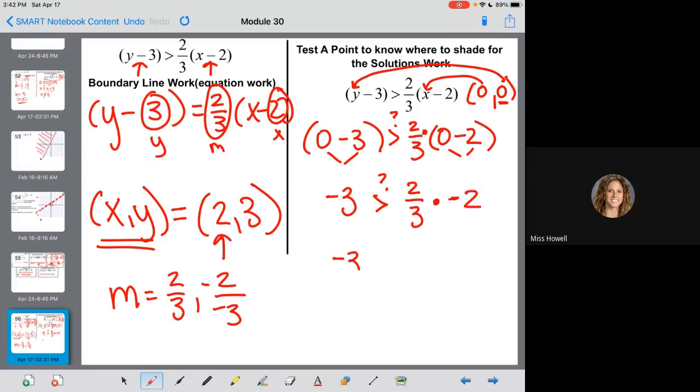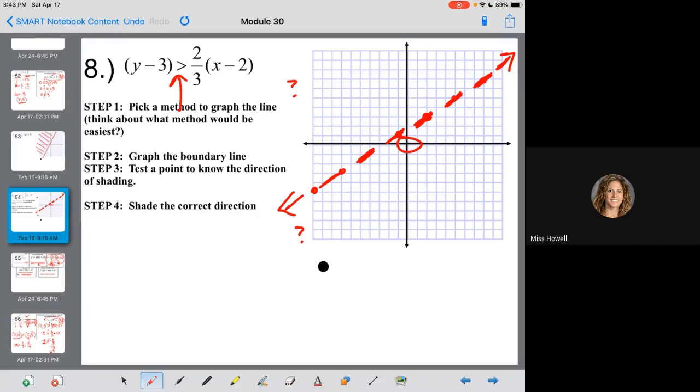All right, -3, is it greater than -4/3 or -1 1/3 or -1.3 repeating, however you want to write it? All right, so is -3 bigger than -1 1/3? Although it looks bigger because 3 looks bigger than 1, remember in the negatives, as our digit looks bigger, it's actually smaller in value. So this is false. We need to slash that, which means (0, 0) did not work, which means I can't color it. I'm not allowed to color (0, 0) here.